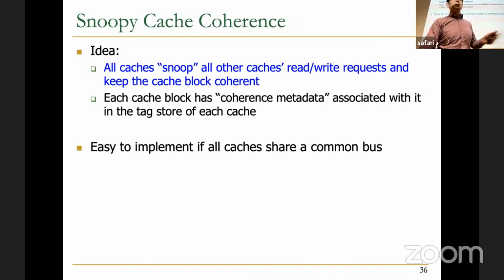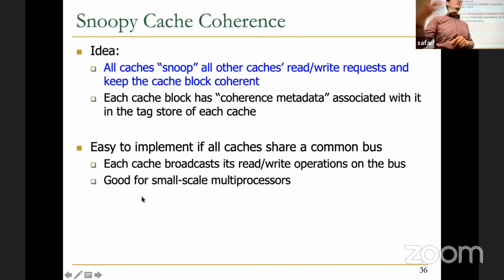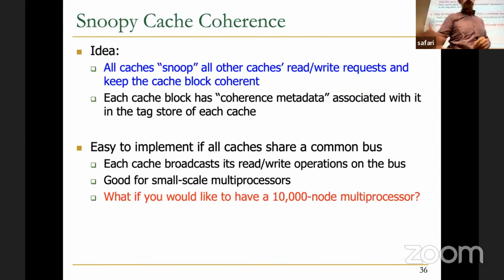So this is easy to implement if all caches share a common bus. Everybody sees everybody's updates, essentially, or broadcasts. Each cache broadcasts its read-write operations on the bus. And this is good for small-scale multiprocessors. We're going to discuss this tomorrow. Essentially, a single bus becomes very contended if you start adding 16, 32, 64 processors to it. And it becomes very difficult to scale this. And then the question is, what if you want to have a 1 million node multiprocessor? So this doesn't scale.